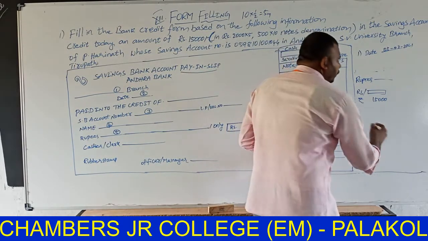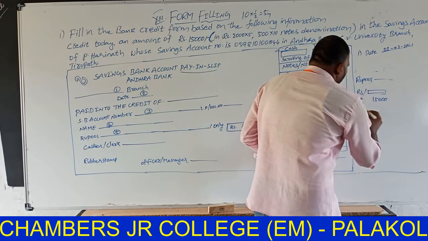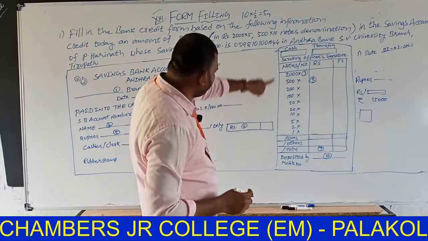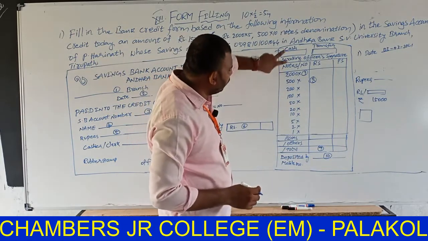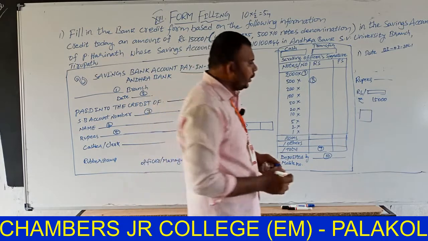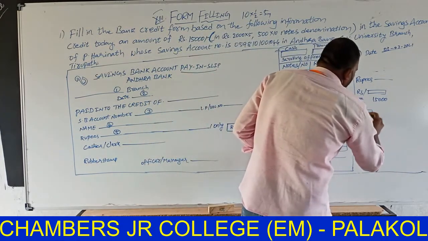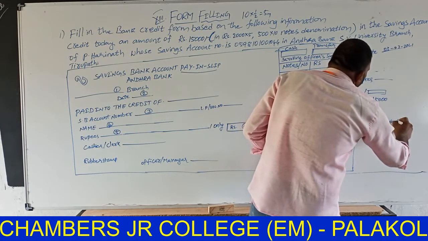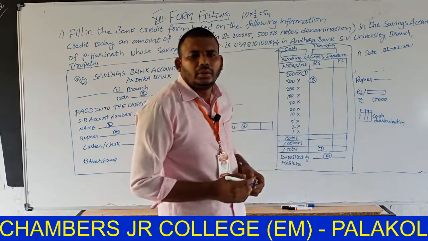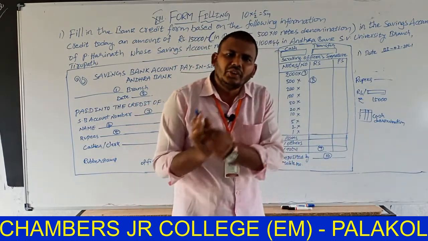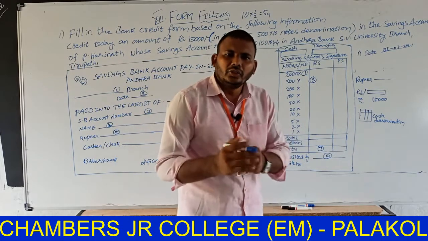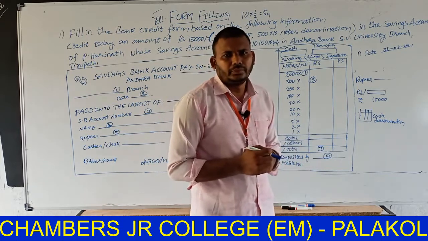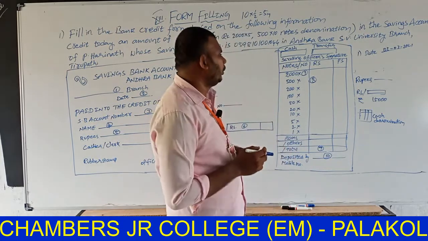Come to the next one. Nature of account, okay? Cash denomination. And see this one, this is the important thing. This particular table is called cash denomination. Here we need to write the number of currency notes that shows the total amount.